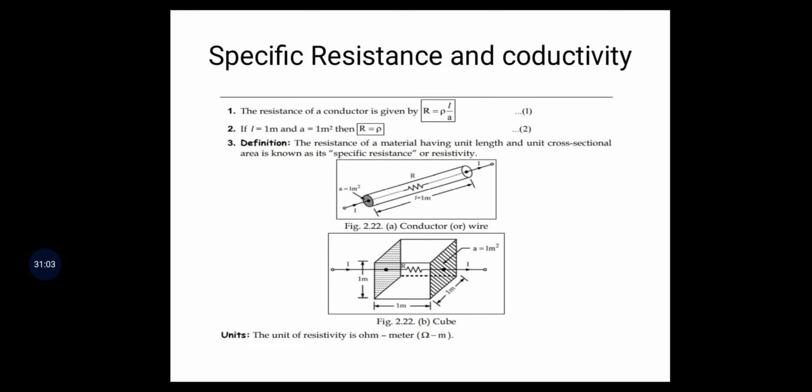The resistance of a material having unit length and unit cross-sectional area is known as its specific resistance or resistivity. When the material has unit length and unit cross-sectional area, its resistance is called specific resistance or resistivity. The unit of resistivity is ohm meter.